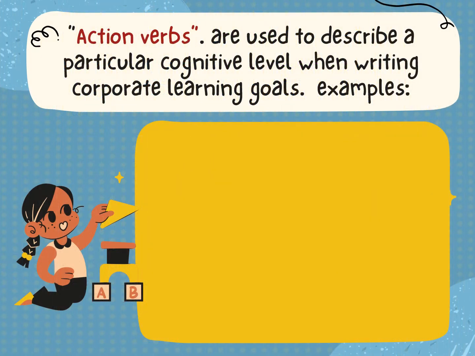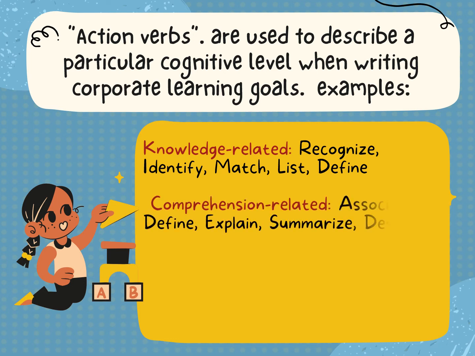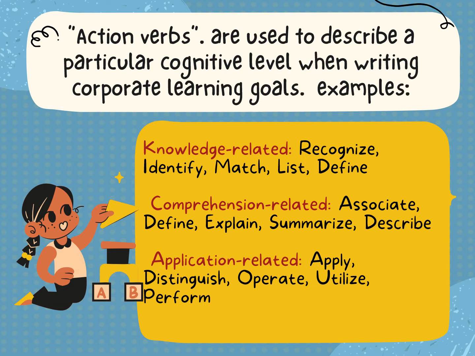We are going to use action verbs. These are used to describe a particular cognitive level when writing corporate learning goals. Examples: knowledge-related: recognize, identify, match, list, define. Next, comprehension-related: associate, define, explain, summarize, describe. Next is application-related. The action verbs are apply, distinguish, operate, utilize, perform.